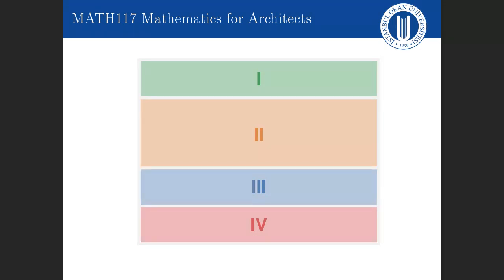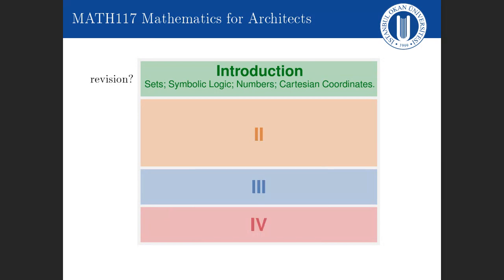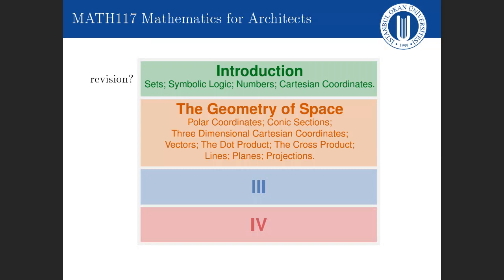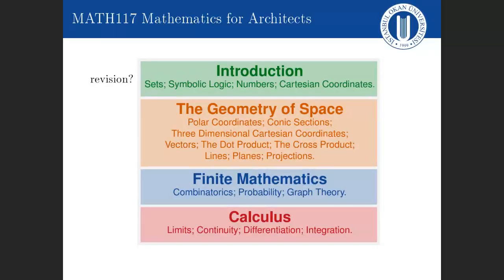We can break the material in this course up into 4 parts. Part 1 is the introduction. We'll be talking about sets, symbolic logic, numbers, and Cartesian coordinates. Hopefully that's revision for you from high school mathematics. Part 2 of this course is about the geometry of space. In part 3 we will talk about finite mathematics, and then in part 4 we will talk about calculus.